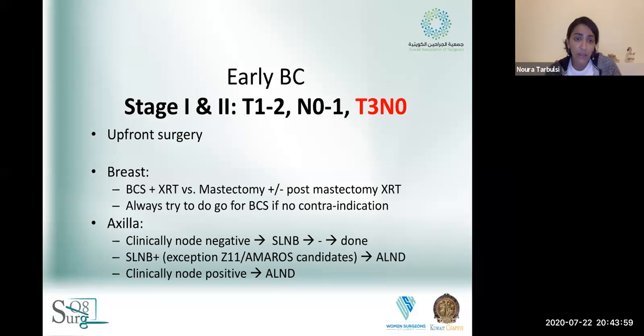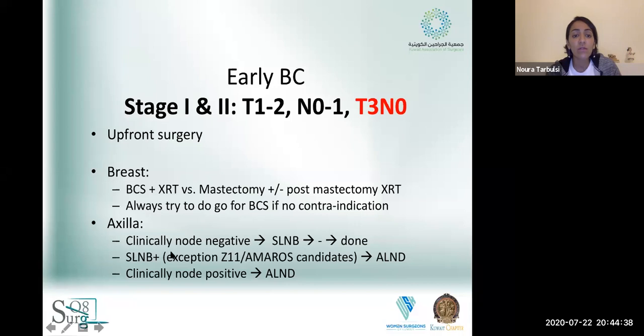What am I doing with the axilla in an early breast cancer where we're going for upfront surgery? If she's clinically node negative, I palpate, I don't feel anything, the ultrasound for the axilla is normal, we're going to do a sentinel lymph node biopsy. If it's negative, we're done. If the sentinel lymph node biopsy is positive, the classic teaching is to go for axillary lymph node dissection, but we're going to discuss that situation later on in depth. But there is a very high chance that you could spare the patient axillary lymph node dissection and just offer them adjuvant treatment.